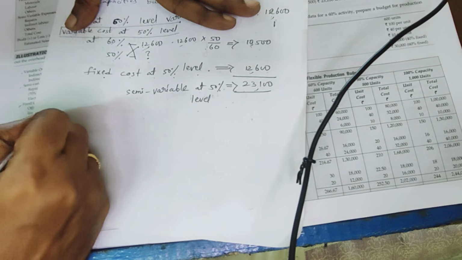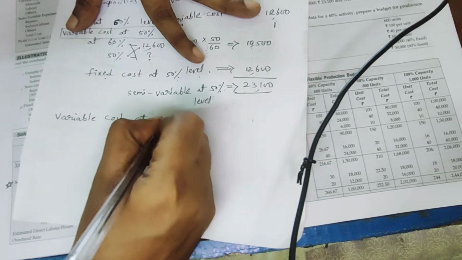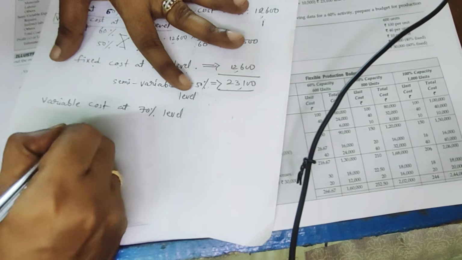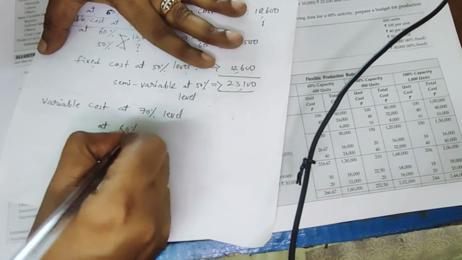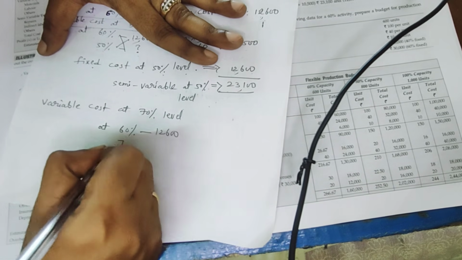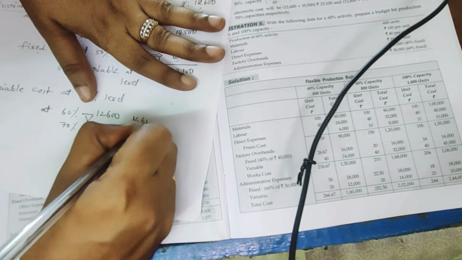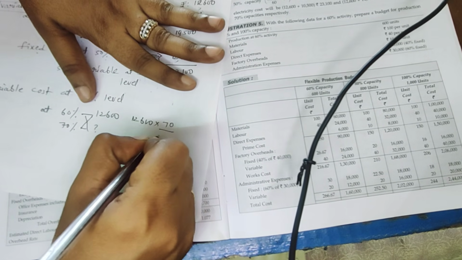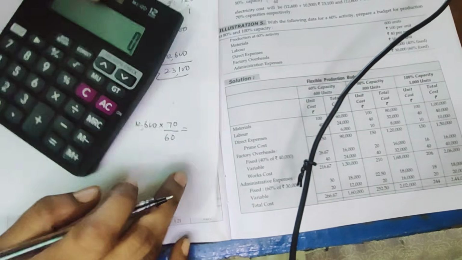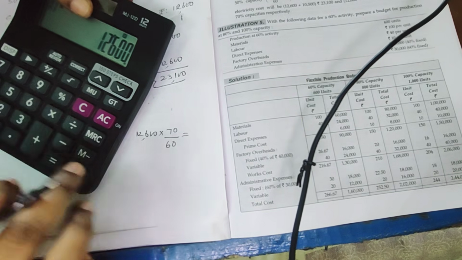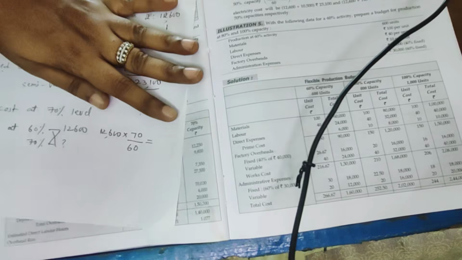In the same way, find out for 70% level also. Variable cost at 70% level. For this, you require the 60% level variable cost. At 60% level, 12,600. At 70% level, how much? Do cross multiplication. 12,600 into 70 divided by 60. So, do it in the calci. 14,700.